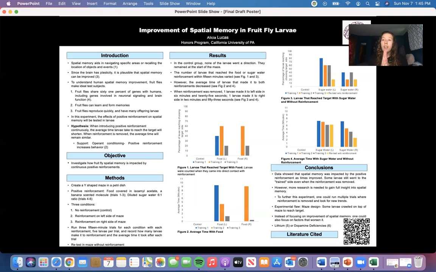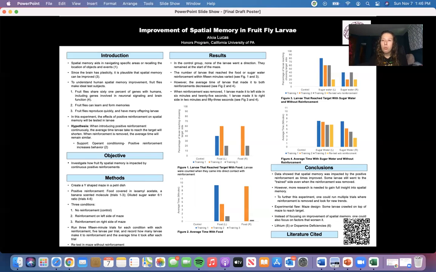So they would start at the beginning, they would go up, and they would either have to choose one direction or the other. And regarding the reinforcement, the positive reinforcement, I chose two different ones. So I had food covered in a banana scented molecule, and I also had diluted sugar water. And we ran 6 trials. So in trials 1 through 3, the positive reinforcement was the food, and in trials 4 through 6, the positive reinforcement was the sugar water.